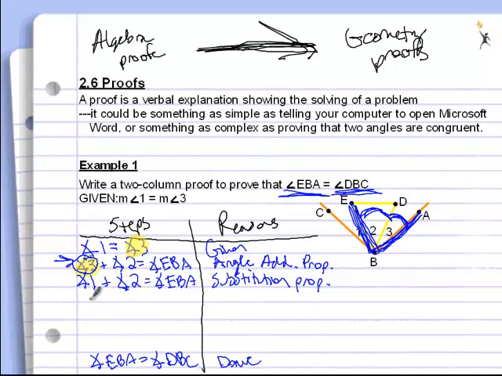The next thing I'm going to write is that angle 1 plus angle 2 also equals angle DBC. And if I look over at my diagram, I can see that angle 1 plus angle 2 equals angle DBC. And the same property that I used up here, I'm going to use again, called the angle addition postulate.